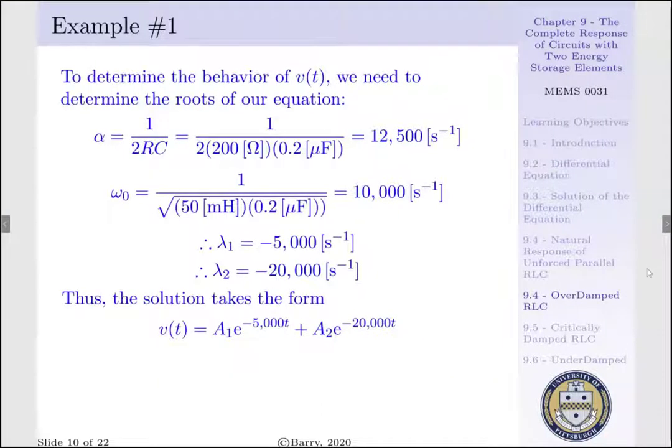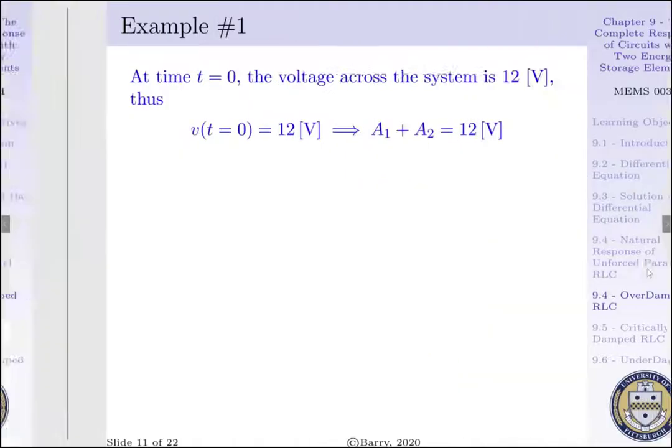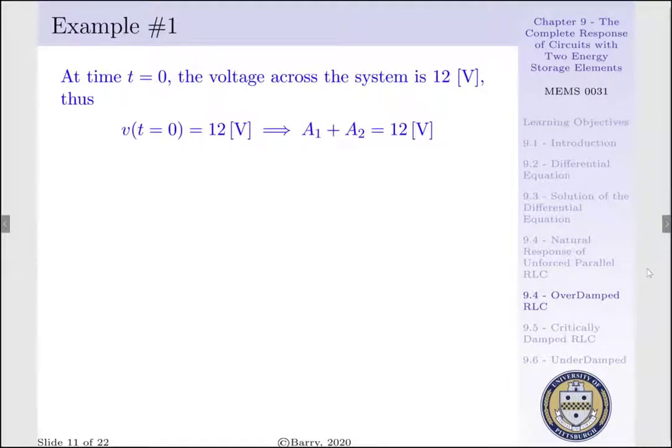Thus, our solution takes the form v of t is equal to a1 e to lambda 1 t plus a2 e to lambda 2 t. Or we'd have a1 e to the minus 5,000t plus a2 e to the minus 20,000t. To determine the constants a1 and a2, we need to apply our initial condition, as well as the time rate of change of voltage. At time t equals 0, the voltage across our system is 12 volts, or a1 plus a2 is equal to 12 volts.